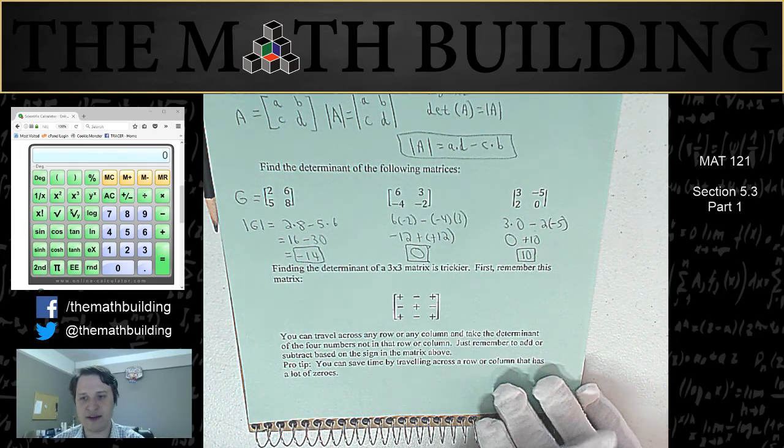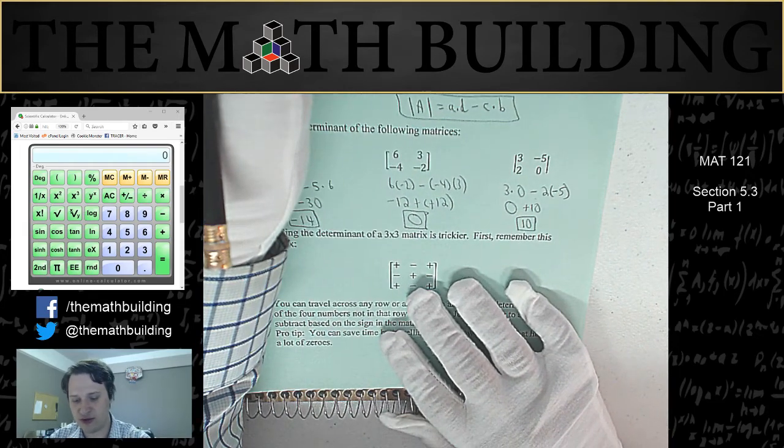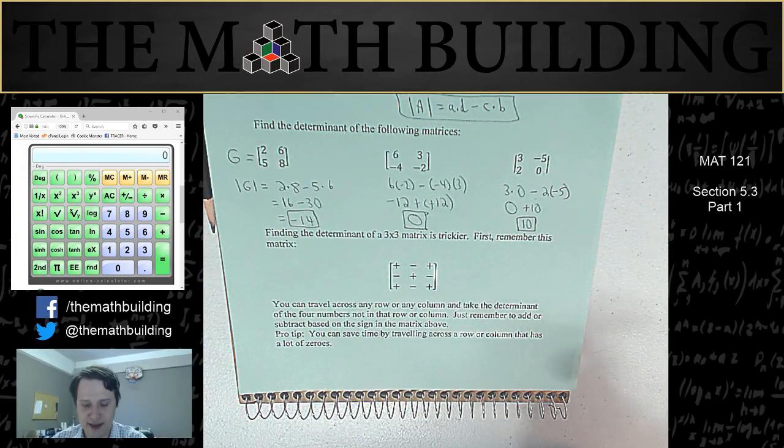So now let's talk about how to find the determinant of a 3 by 3 matrix, which is a little bit trickier than a 2 by 2.